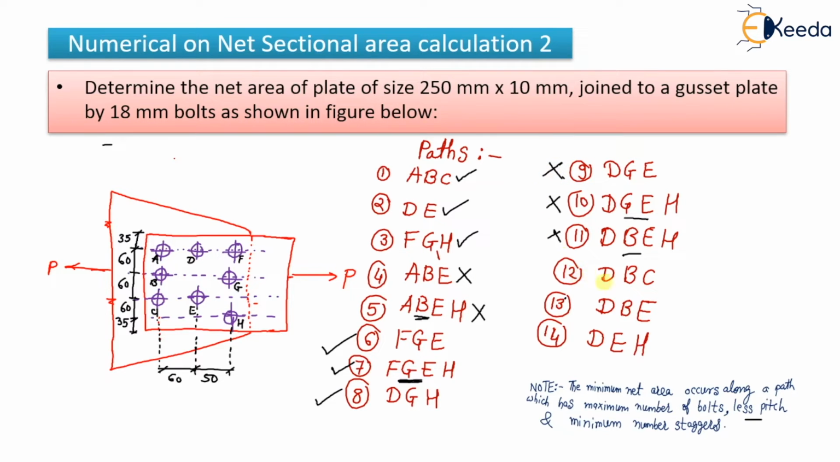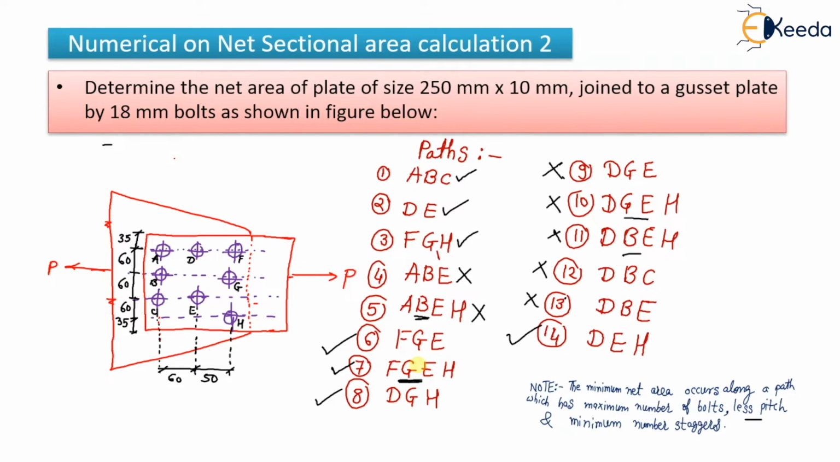Then DBC, definitely not because of maximum pitch, one stagger. Then DBE, two staggers are there, definitely not taken, and even maximum pitch is there. And DEH, this you can take. So if you want to calculate for 3 bolts also, you can decide on this one, DEH, and this FGE, and this DGH also. So 3 extra paths you can calculate.